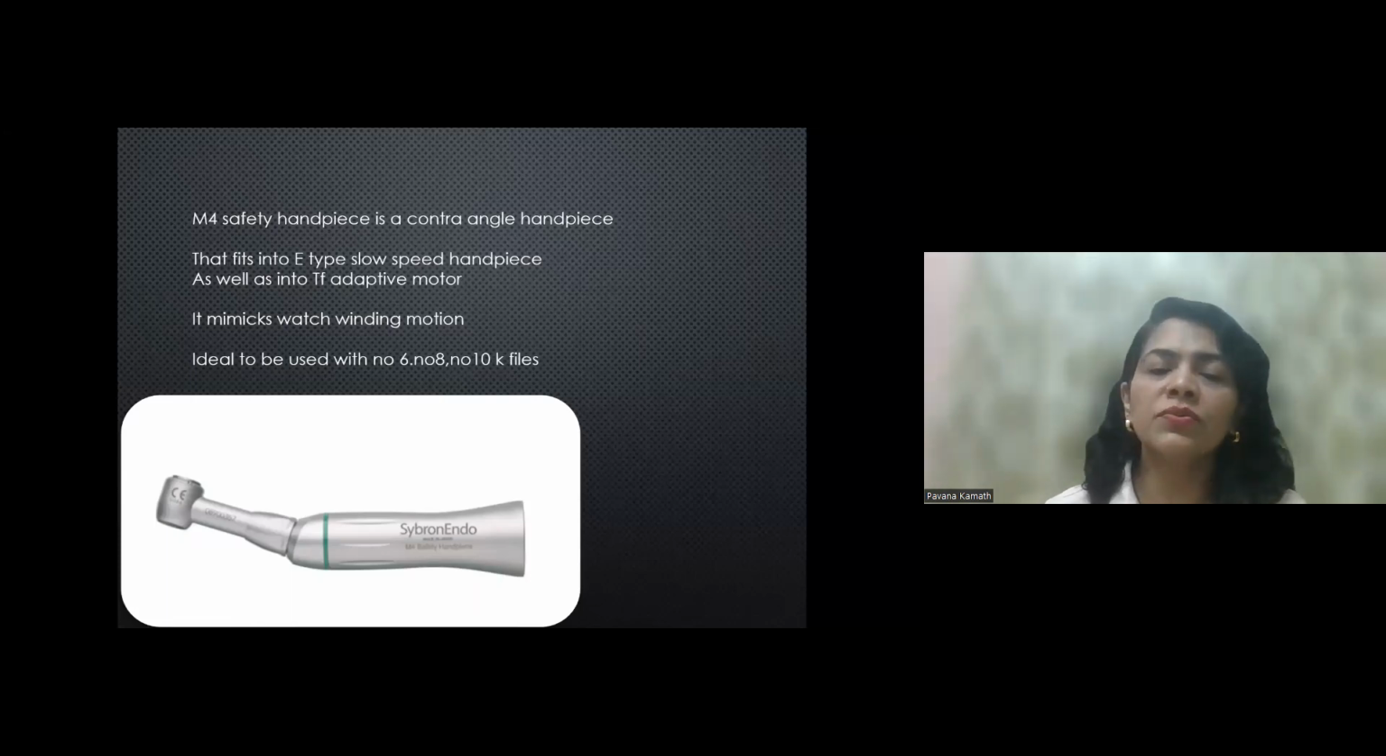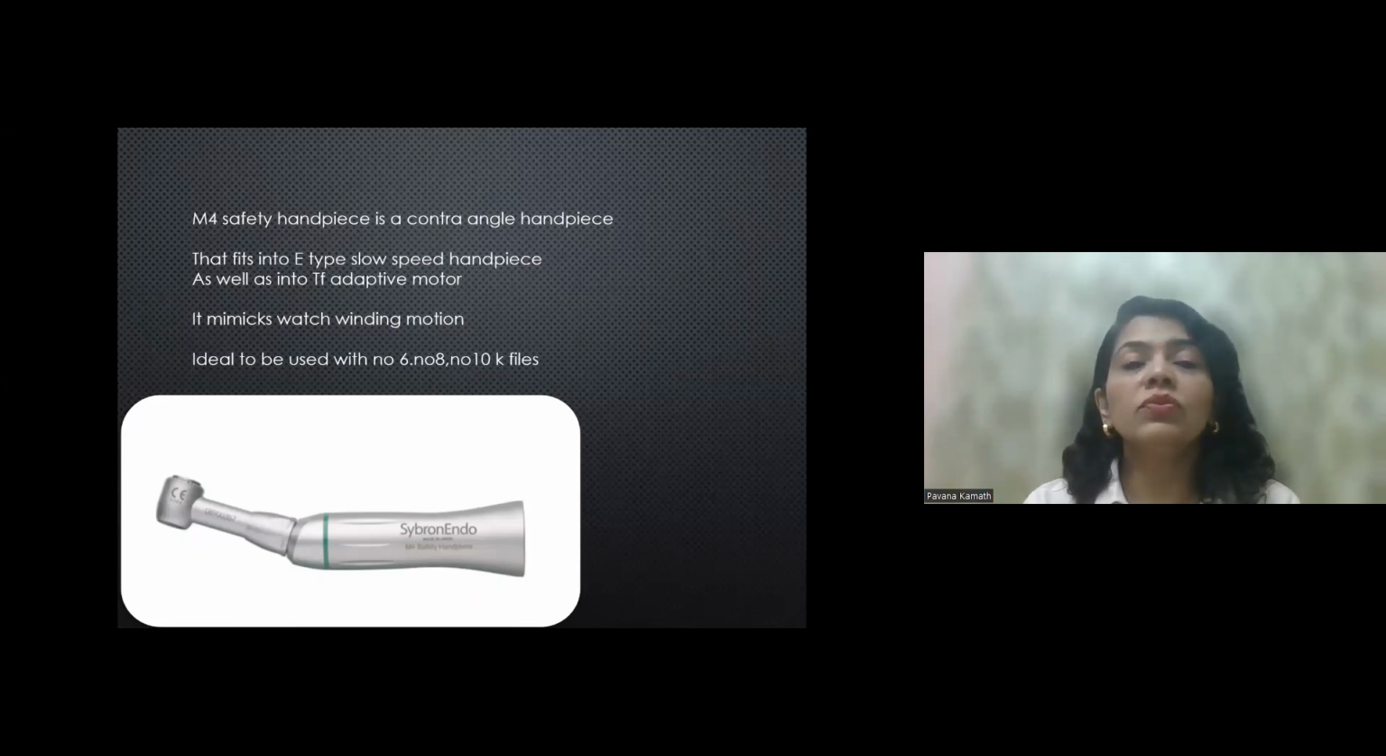The best way to use this handpiece would be to use a manual method to reach the apical terminus and then engage the M4 safety handpiece on the head of the file and activate it to prepare your glide path to super loose number 10K file.